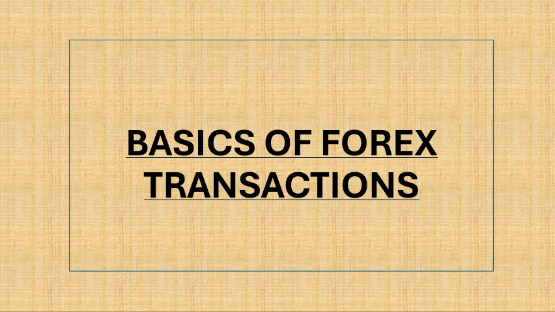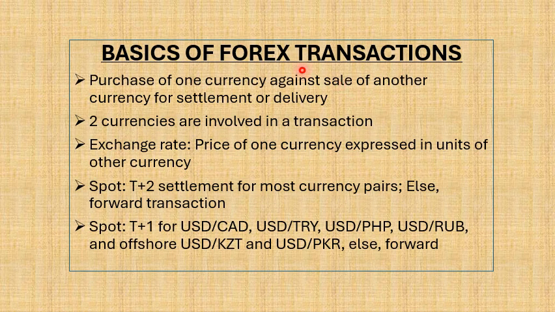So let's get going. A foreign exchange transaction involves the purchase of one currency against the sale of another currency for settlement or delivery. So two currencies are involved in a transaction. The exchange rate is the price of one of the currencies expressed in the units of the other currency. For most contracts like the USD SGD, if the contract is for settlement within 2 business days, the transaction is a spot transaction, else it is a forward transaction.